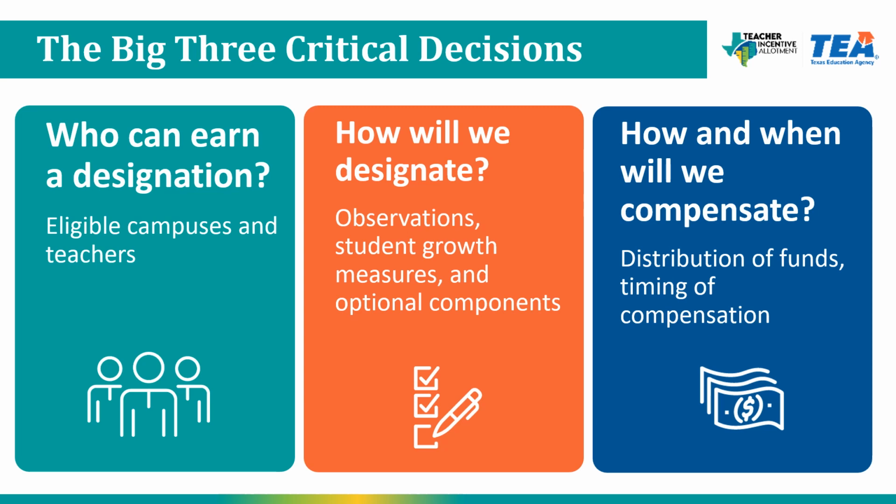As you develop your local designation system, there are 3 critical decisions your district will need to make. Who is eligible? How will they be designated? And how will they be compensated? This presentation is designed to support districts with the teacher observation component that is an important part of determining designations.